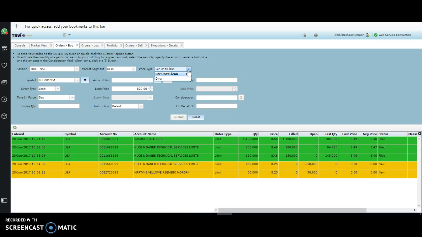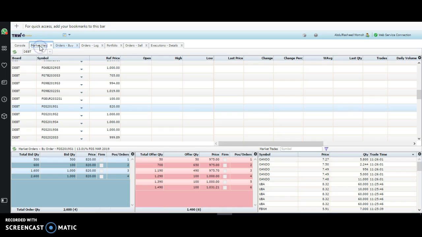The clean price is a percentage of the face value of the bond. So most bonds are 100% face value, which means a bond is worth 1,000 naira. So if you want to put less or higher than that, you have to put a percentage of 1,000. In this particular case, from the market view, we can see that most people are buying at 820 naira, which is automatically equal to 82%, 82 points. Here we have decided to make it simpler for Nigerians by making it in naira, so they don't have to think too much about the percentage.